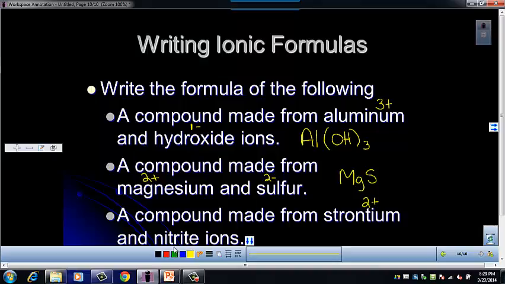Nitrite, now be really careful when you look these up on your polyatomic ion charts, because there's nitrate, nitrite, and there'll also be nitride. We're going to talk about that. So nitrite is NO2 with a 1- charge. So the least common multiple of 2 and 1 is 2. So it's Sr(NO2)2. Don't forget those parentheses. You only need them if you have to put a subscript outside of the parentheses. If we just needed one nitrite or one hydroxide, we wouldn't use the parentheses. All right, let's look at some more.